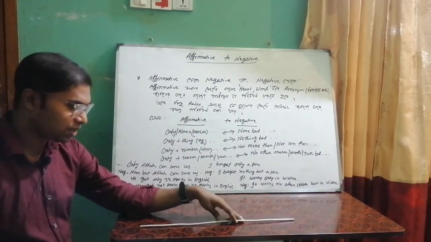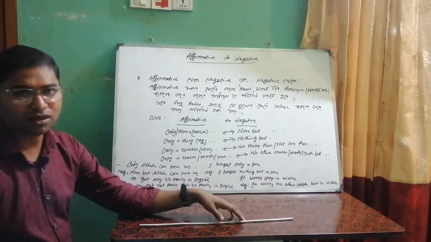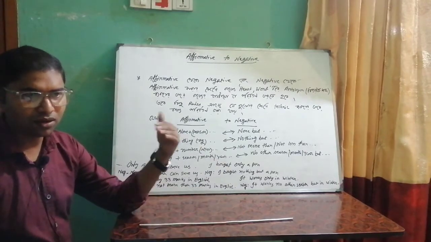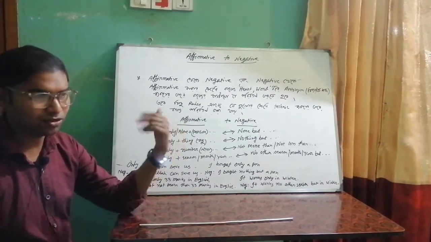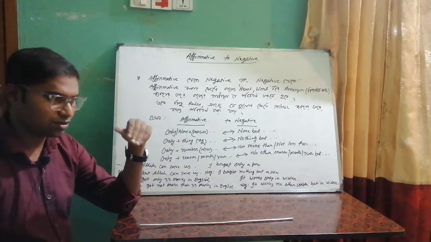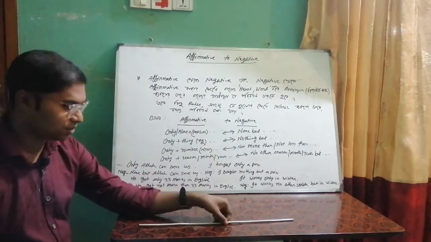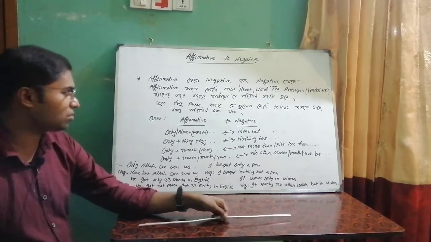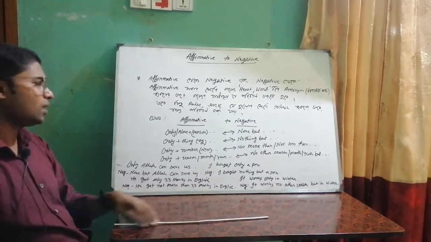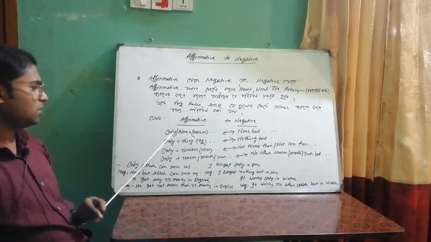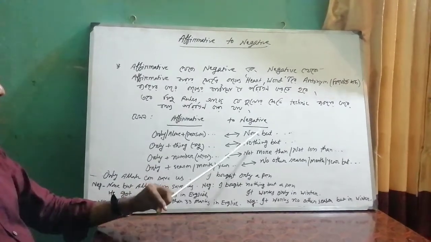One more thing I'd like to add: the class I'm going to take on affirmative to negative will be divided into two parts. So this is part 1, and the second part will be another class. And now I'm going to discuss only 4 rules today. There are 4 rules I wrote down: affirmative to negative and negative to affirmative.